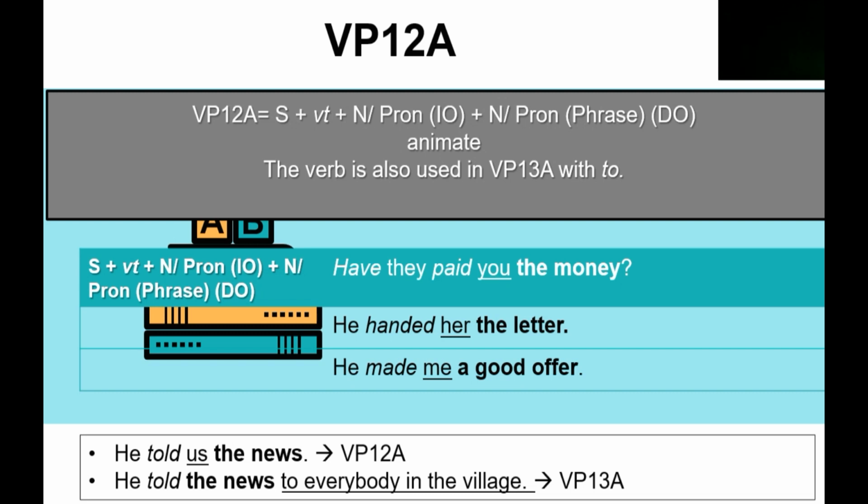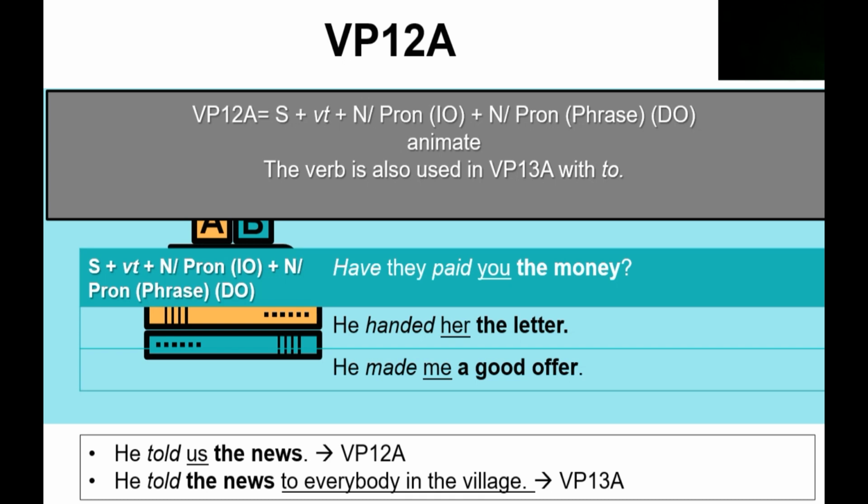Next one, we have VP12A. The formula is subject plus VT plus noun or pronoun as IO plus noun or pronoun phrase as DO. Here, the characteristic of the IO is the animate object. What does it mean by animate object? Animate objects are something which is alive, something living, or we can say that the IO here is human. For example, my father, her, him, the man.